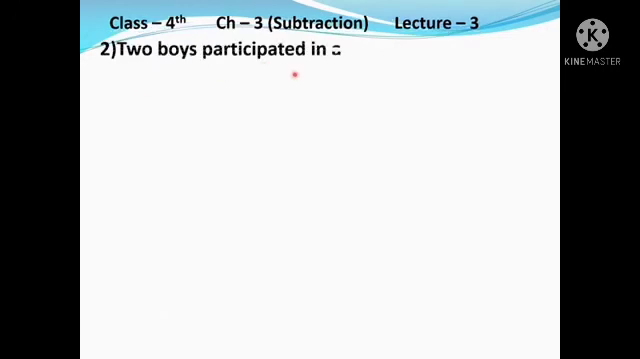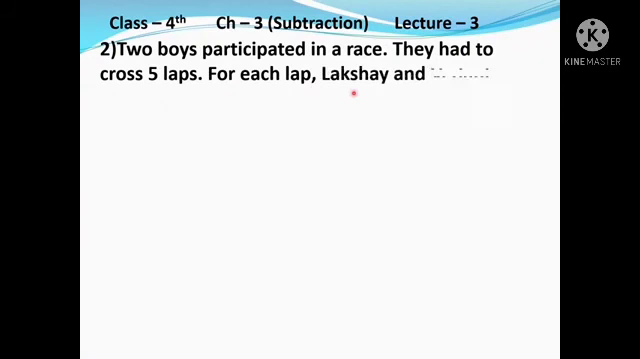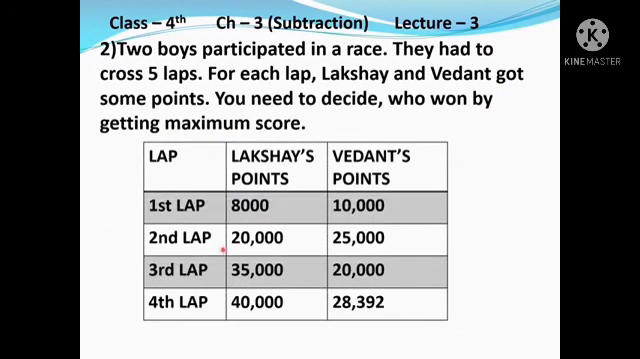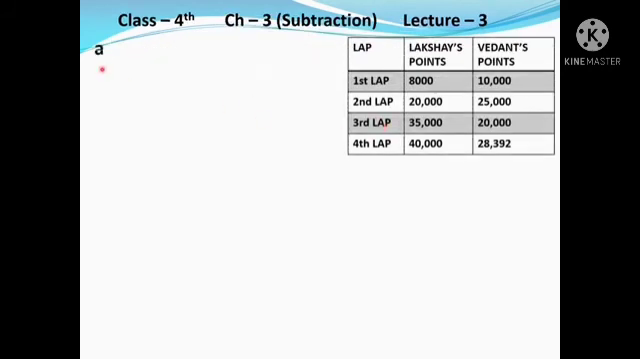Now, question 2. Two boys participated in a race. They had to cross 5 laps. For each lap, Lakshay and Vedant got some points. You need to decide who won by getting the maximum score. See, the table is given. Lap: first lap, second lap, third lap, fourth lap. Lakshay's points and Vedant's points are given. Clear?